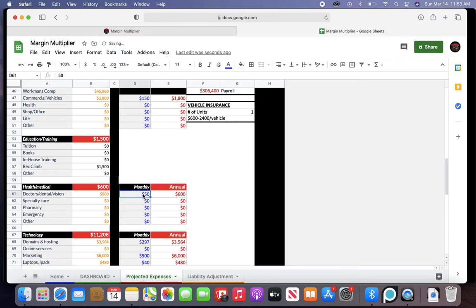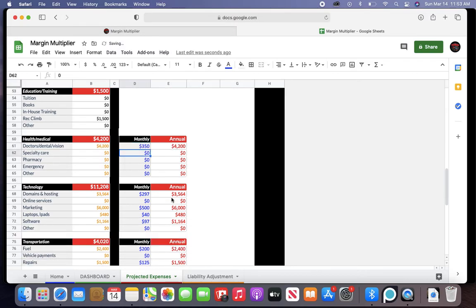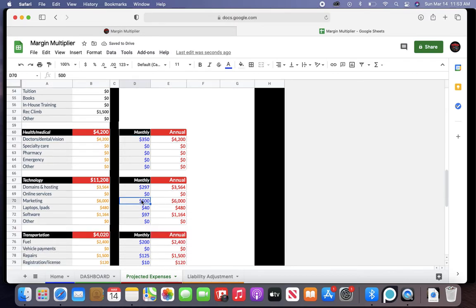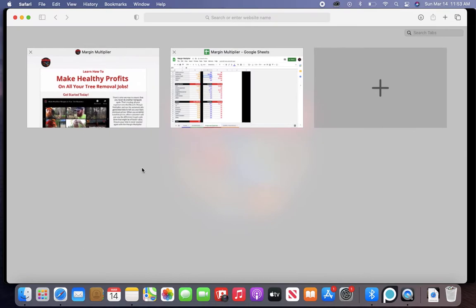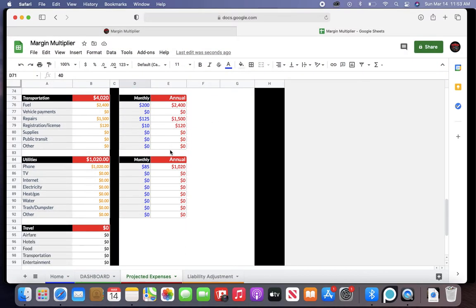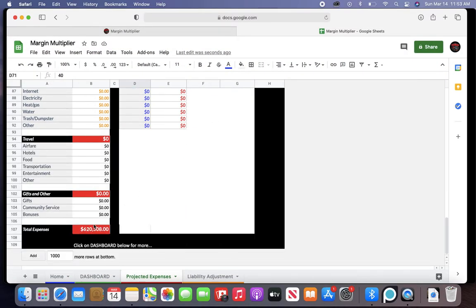Dental. Okay. Actually, that's gonna be like this. You just go right down the line. You could spend 500 on marketing. Maybe you want to spend 1,000 on marketing, transportation, fuel, vehicle payments, all this stuff. So you're just gonna go right down the line. It's gonna give you total expenses.